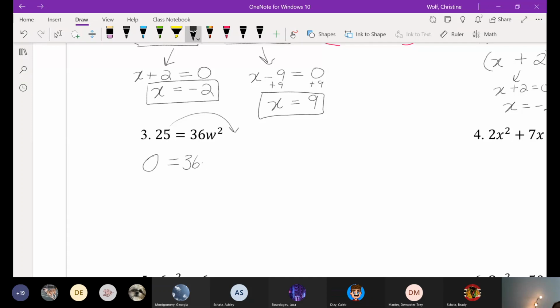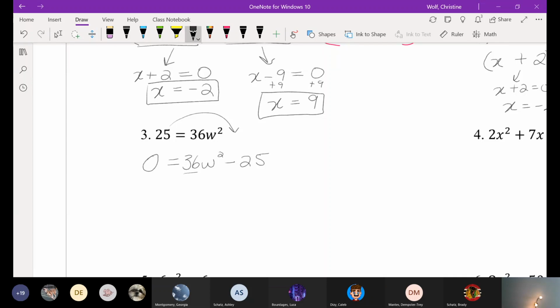And then c'est 36W carré. Et maintenant, le 25 devient négatif à l'autre côté. Don't forget that. Some of you still forget that when you flip something to the other side, the symbol changes. Okay? All right. Toujours vérifie. Est-ce que tu peux faire méthode 1? Est-ce qu'il y a un facteur en commun avec 36 et 25? No, there's not. Quand il y a deux termes, c'est typiquement méthode 2, différence de carré.